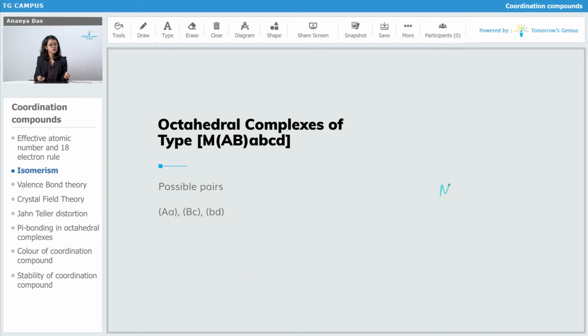Next we have A trans to small a, B trans to D, small b trans to D. Again this is also optically active. So 4 possible pairs, all of them optically active. Next we have A trans to A, B trans to B, small b trans to C. Again this is also optically active. So we had 5 possible pairs till now, and all of those were optically active.